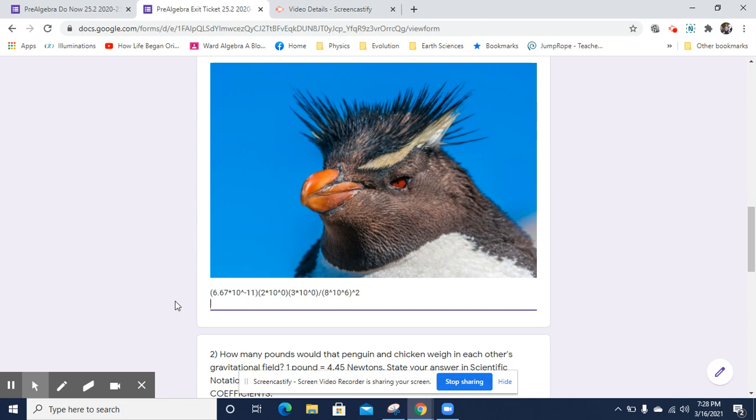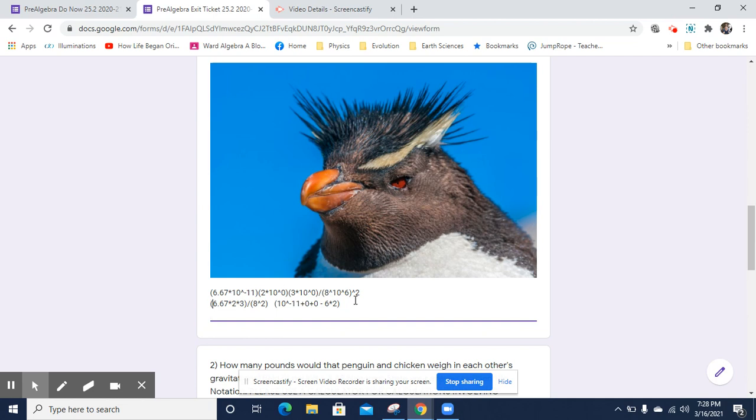So I'm going to group the 6.67 first: 6.67 times 2 times 3, and then I'm going to divide that by 8 squared, because I have to square the 8. And then over here I'll have the powers of 10. It's going to be 10 to the negative 11th, and I'll add 0 plus 0 just to make sure it's all clear. And then I need to subtract what's in the denominator, so that's going to be minus 6 times 2, because I'm squaring 10 to the 6 down there.